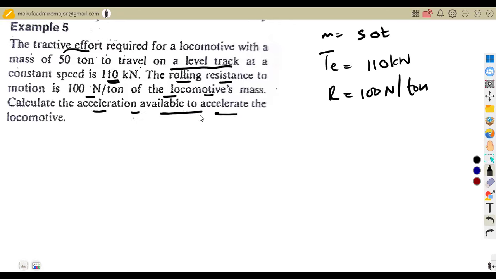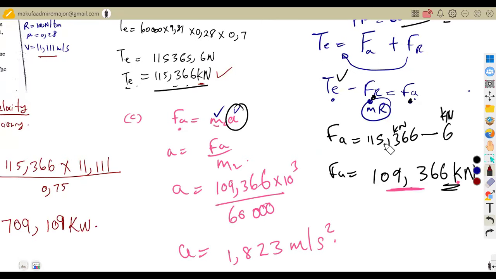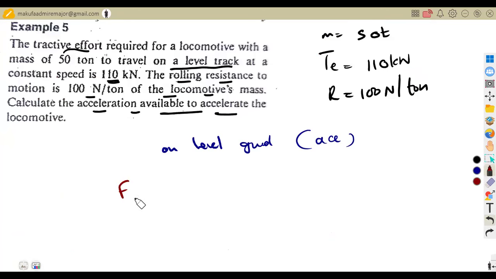Guys, we talked about this. As long as it is on level ground and there is an acceleration, how do you calculate this? We said you're going to need FA. This is the same here, it's not going to change. FA is equal to what? TE minus FR, the tractive effort minus the rolling resistance. So we have TE, and we have FR from the mass and the newton per ton.